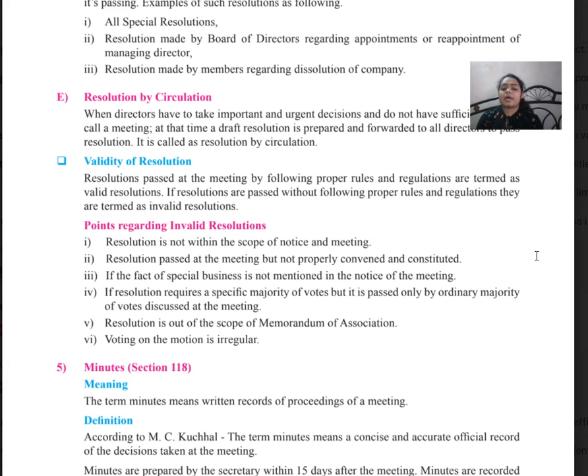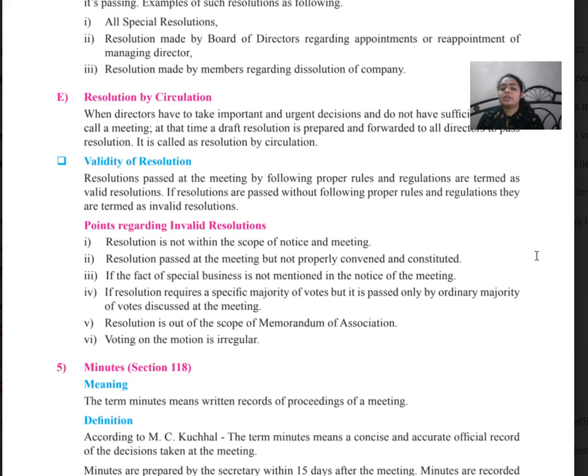Points regarding invalid resolutions: the resolution is not within the scope of the notice of the meeting; the resolution is passed at a meeting that is not properly convened and constituted; the facts of a special business are not mentioned in the notice of the meeting; the resolution requires a specific majority of votes but is passed only by an ordinary majority of votes at the meeting; the resolution is out of the scope of the memorandum of association; voting on the motion is irregular.